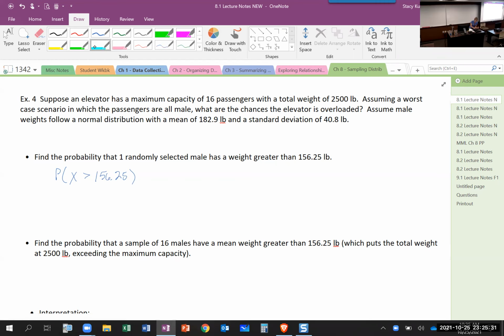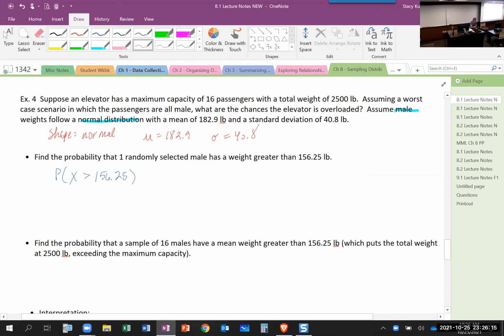Now, in the passage, it told us that male weights follow a normal distribution. So the shape of male weights is normal. The mean is 182.9. What variable am I going to assign for the mean? Mu? Yes, because it says the mean. 182.9. What variable am I going to assign to the 40.8? Sigma. 40.8.